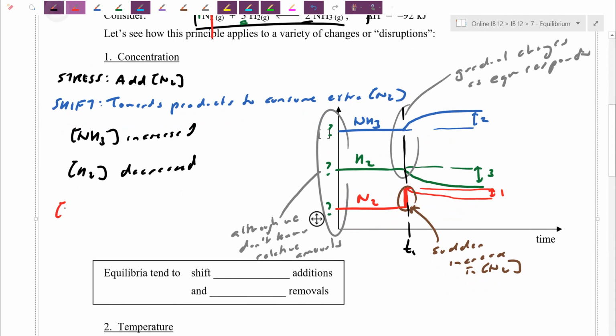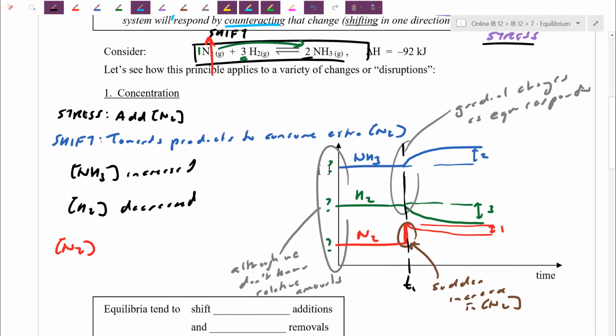The N2, a couple things happened to it. The N2 at first, it was minding its own business, it was at equilibrium. During the stress, I poked at it, I increased it way up. As I increase it way up, equilibrium responds and says, I don't like that. I want to pull that down by shifting to the right. I want to use up some of that N2. That's why we saw this N2 here dropping.